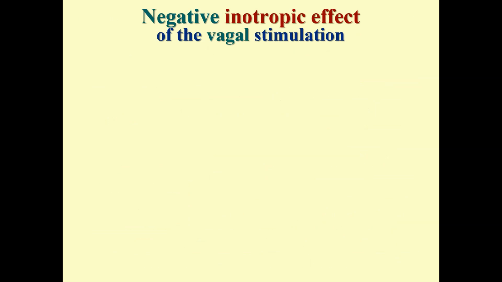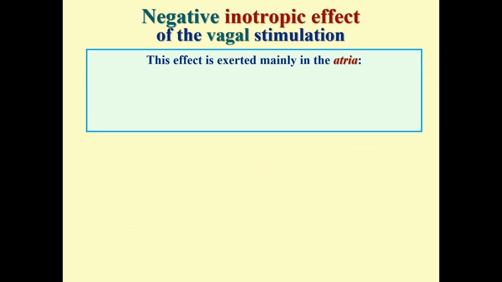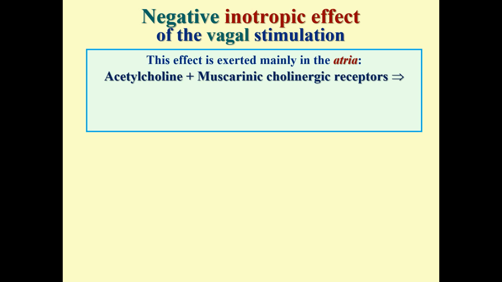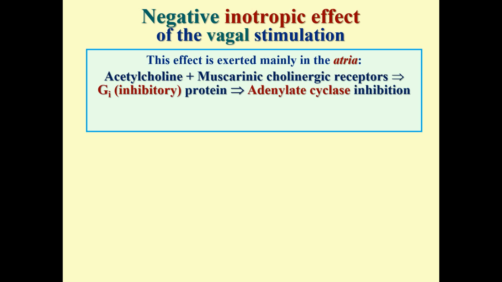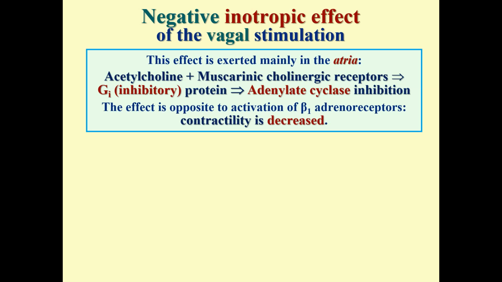And the release can be increased later. As for the negative inotropic effect of the vagal stimulation on the heart, first we can recall that vagus fibers innervate in the cardiac muscle part, not the conductive system, only atria. And this effect is exerted mainly in the atria. Acetylcholine binds to the muscarinic receptors. Then it activates the G inhibitory protein, Gi, which inhibits adenylate cyclase. It's exactly opposite to the sympathetic stimulation by Gs protein of adenylate cyclase. And so, the opposite effect to activation of beta-1 adrenergic receptors produces a decrease in contractility.